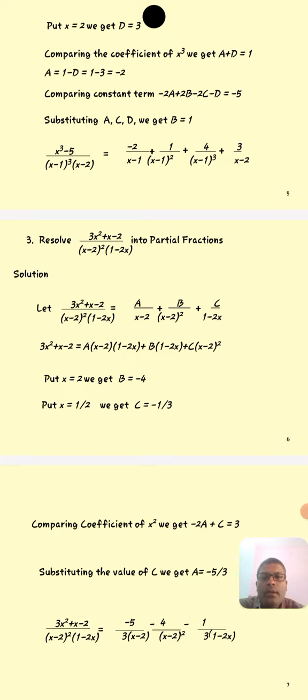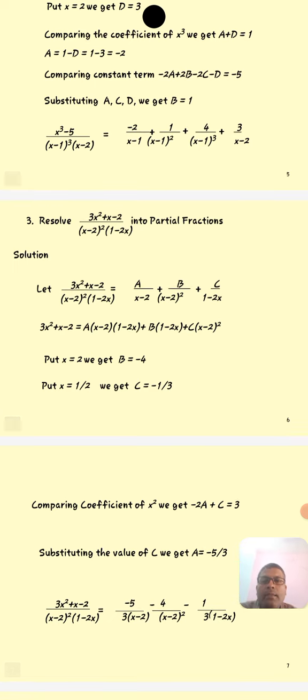We know that after completing the LCM part, if the denominator is cancelled, we get 3x square plus x minus 2 is equal to a into x minus 2 into 1 minus 2x plus b into 1 minus 2x plus c into x minus 2 whole square. Here put x is equal to 2. In the above equation we substitute x is equal to 2, we get b is equal to minus 4. How do we get this b value? In the place of x equal to 2, we substitute, a will be 0 and also c will be 0, so we get b is equal to minus 4.